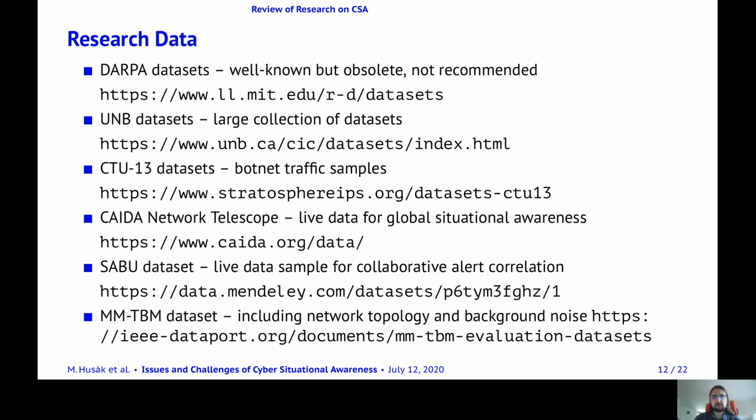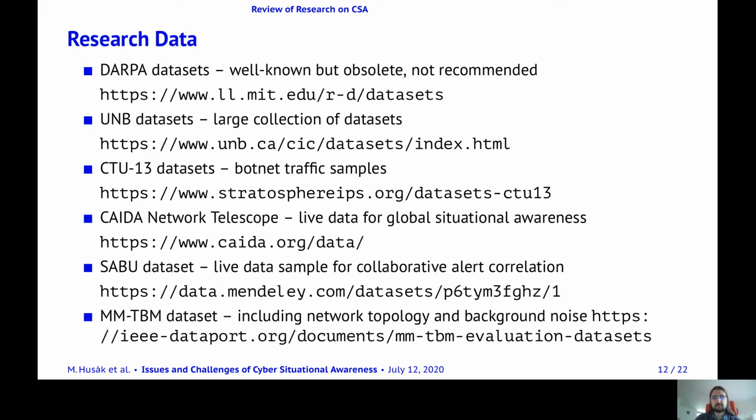We also surveyed research data that are used in the publications. And here is a list of data sets. The outcomes are that either we can use DARPA datasets that were very popular, but are no longer recommended because they're obsolete and contain flaws that make them unusable. We would recommend the UNB datasets, which is a large collection by University of New Brunswick, or if you are interested in particular topics, then some of the following datasets.